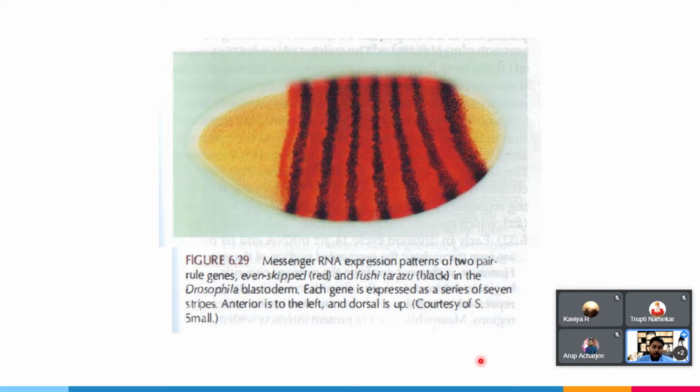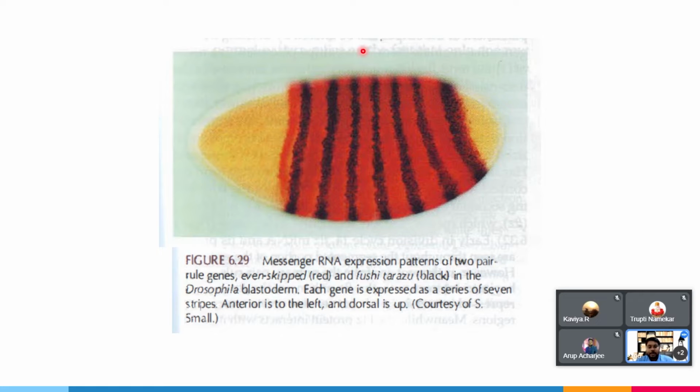And here we have a very nice picture of this. This is probably an in situ, an antibody staining against even-skipped and fushi tarazu, and we are able to see how exactly. So as I said, fushi tarazu, and even-skipped as well, is a pair-rule gene, and that is why they are present in alternate segments, so parasegments.